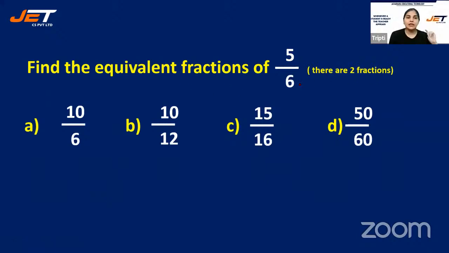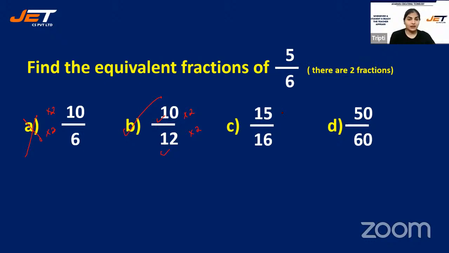Now find the equivalent fraction of 5 by 6. There are two fractions. That's the hint. You have to find the equivalent fraction of 5 by 6. So let's see. To get 10, I need to do 5 times 2. And if I'm multiplying the numerator by 2, I need to do the denominator also by 2. But that is not giving me the right answer, so this is wrong. If I do 5 times 2 and 6 times 2, that will give me 10 and that will give me 12. So this is the answer.